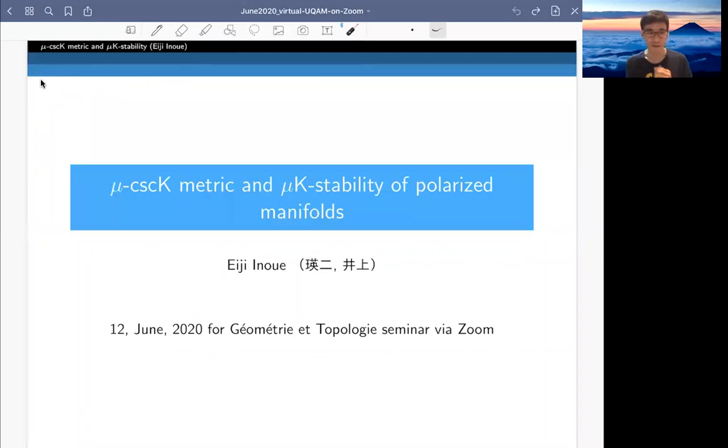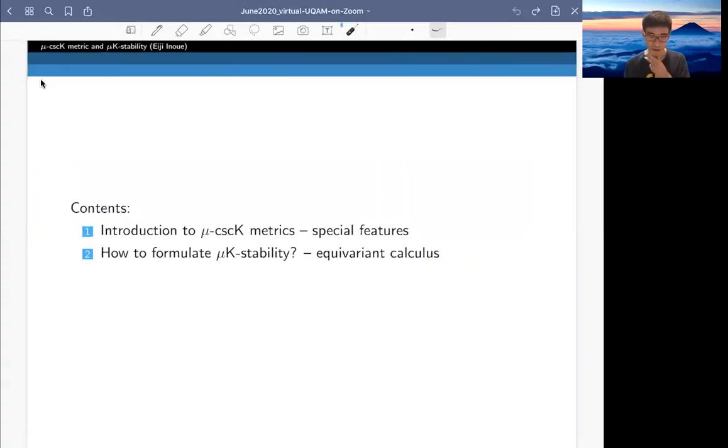Okay, let's start. Today I will talk about new topics I introduced last year about mu-cscK metrics, and recently I introduced mu-cscK of polarized manifolds. And here are today's contents.